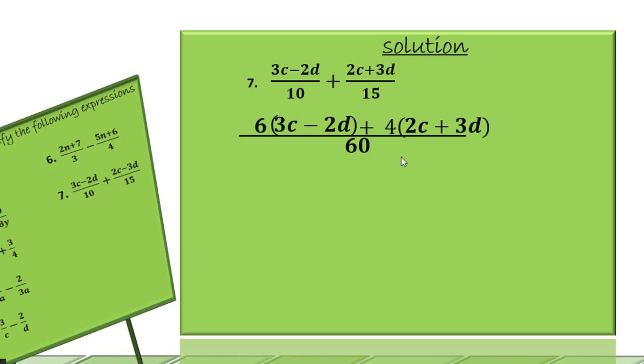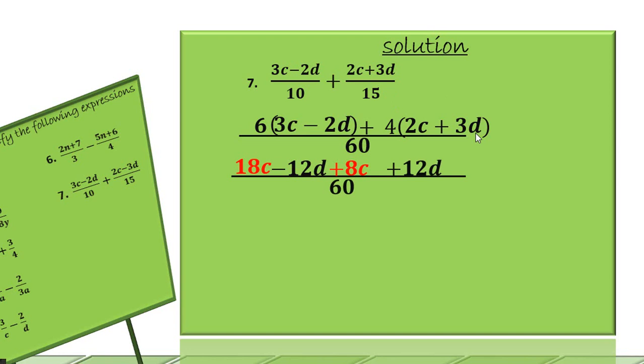Now, having done that, let's undo our brackets. 6 multiplying this bracket and 4 multiplying this bracket. So 6 multiplying 3c, that's 18c. 6 multiplying 2d, that's 12d. Now 4 multiplying 2c, that is plus 8c. Then 4 multiplying 3d, that's 12d. Then over 60, don't forget that.